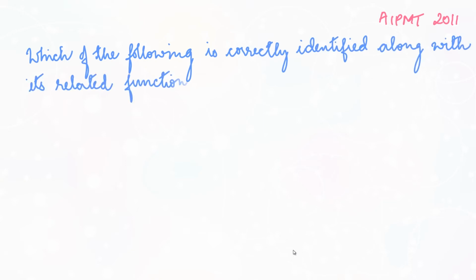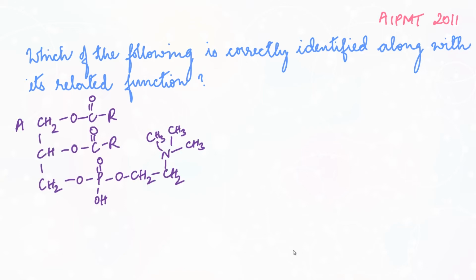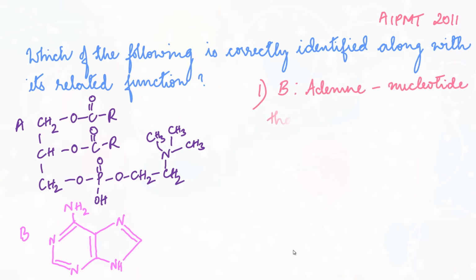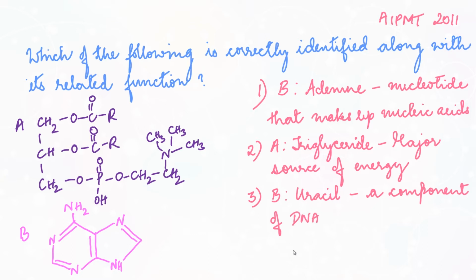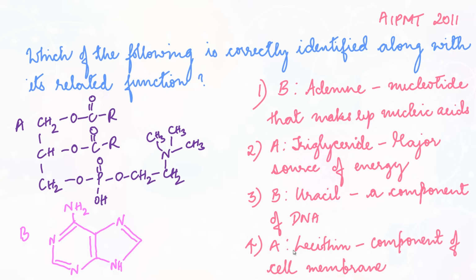The next question is from AIPMT 2011, and the question is, which of the following is correctly identified along with its related function? So these are the 2 molecules that you need to identify, and the options are: B is adenine, and it's a nucleotide that makes up nucleic acids. Second option is A is a triglyceride, which is a major source of energy. Third option is B is uracil, a component of DNA. And the fourth option is A is lecithin, which is a component of cell membrane.